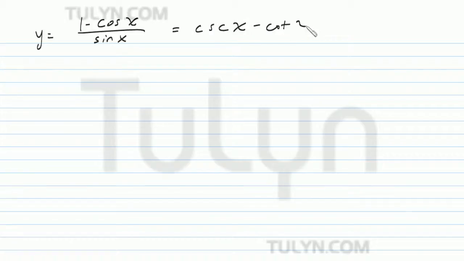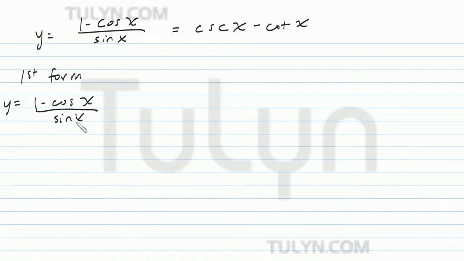Differentiate both forms of y equals (1 minus cosine x) divided by sine x, which equals cosecant x minus cotangent x. So it says to differentiate this equation y in two ways, right? (1 minus cosine x) divided by sine x equals cosecant x minus cotangent x. So the first form that we have is just using it by itself.